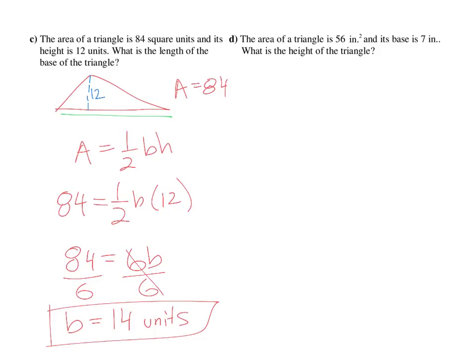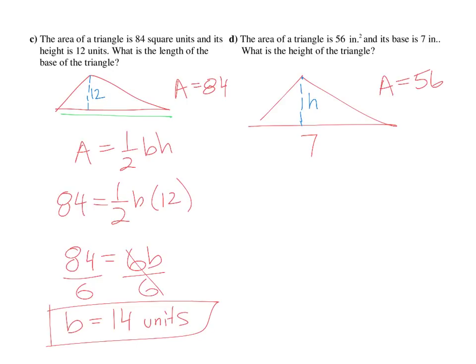All right, for part D, the area of a triangle is 56 inches squared, and its base is 7 inches. What is the height of the triangle? Okay, so I'm going to have a triangle once again, and the area is 56. Always write down all your important pieces of information. We have the base, which is 7. What is the height?